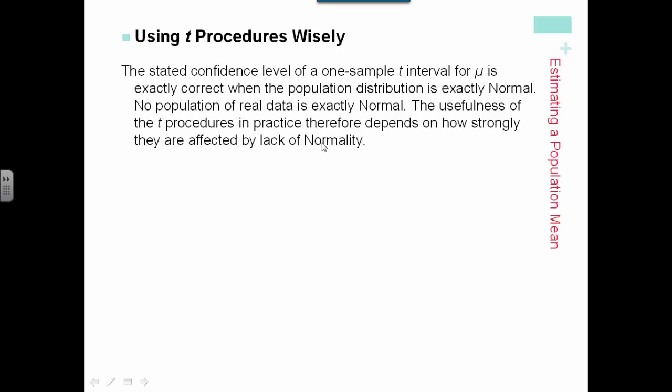The stated confidence level of a one-sample t-interval for mu is exactly correct when the population distribution is exactly normal. No population of real data is exactly normal. The usefulness of the t-procedures in practice, therefore, depends on how strongly they are affected by lack of normality.